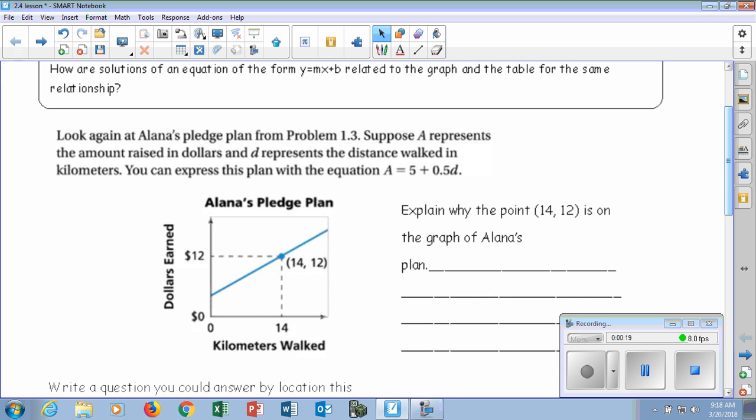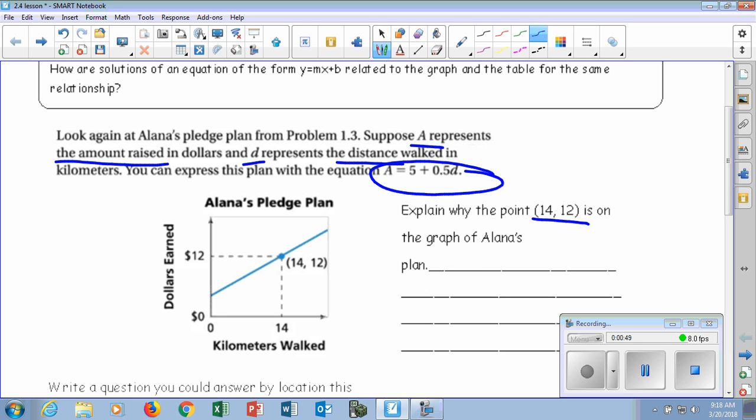And in the scenario, it says, look again at Elena's pledge for the problem 1.3. Suppose A represents the amount raised in dollars, and D represents the distance walked in kilometers. You can express this plan with the equation A equals 5 plus 0.5D, right? So they gave us our equation. They even plotted it on a graph for us, so all we have to do is look at it and answer the questions. So in the first question, explain why the point (14, 12) is on the graph of Elena's plan.